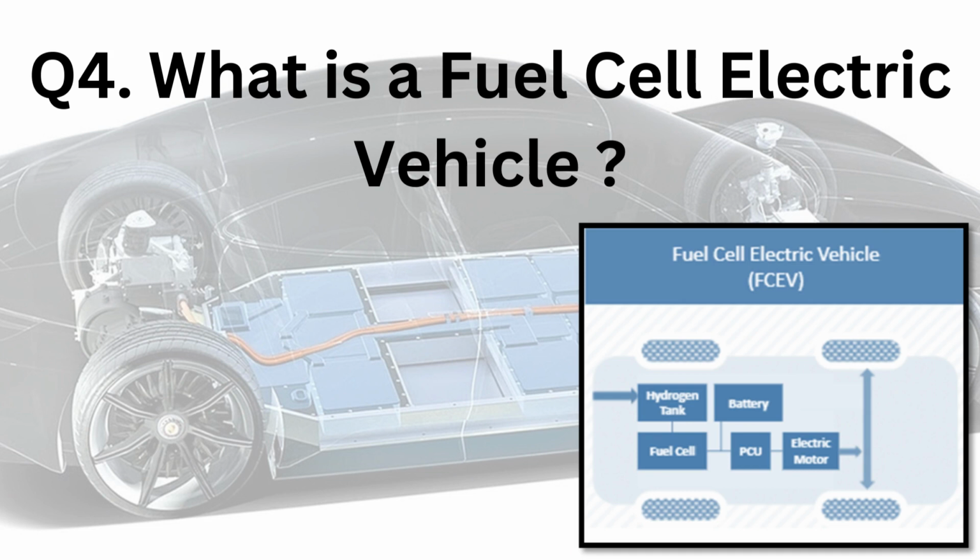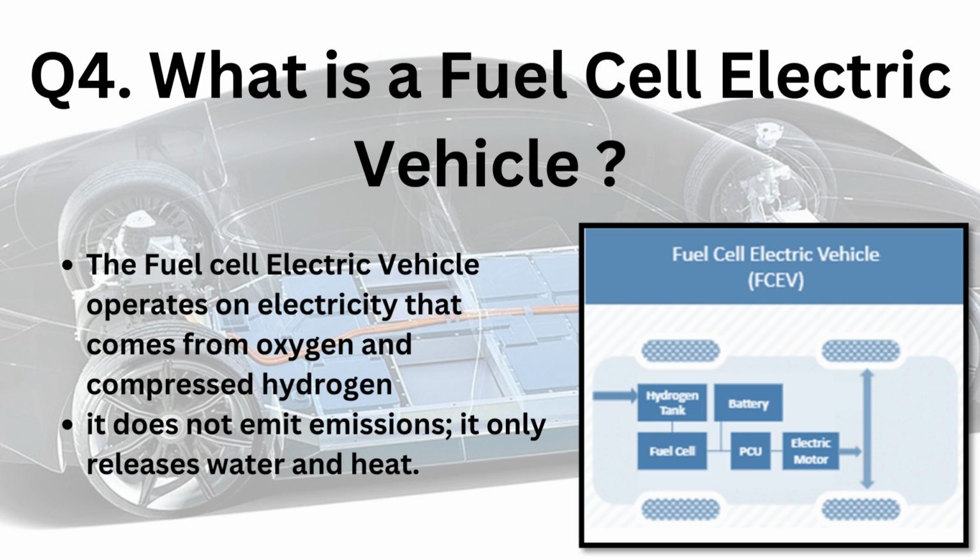Okay, what is fuel cell electric vehicle? The fuel cell electric vehicle operates on the electricity that comes from the oxygen and the compressed hydrogen. When some chemical reactions happen inside, we get the electricity, and we use that electricity to run the motor and to run the vehicle. So here the exhaust or the release is water and heat. That complete system releases water and heat as the release product in the fuel cell electric vehicle.